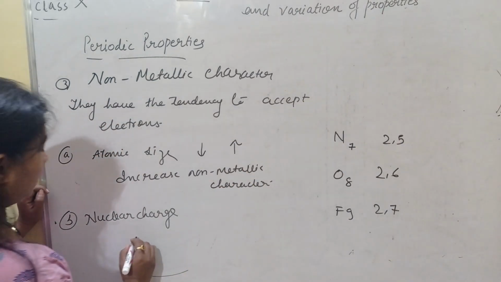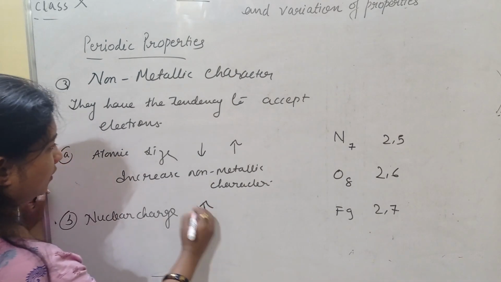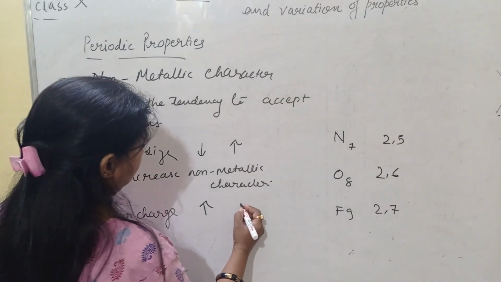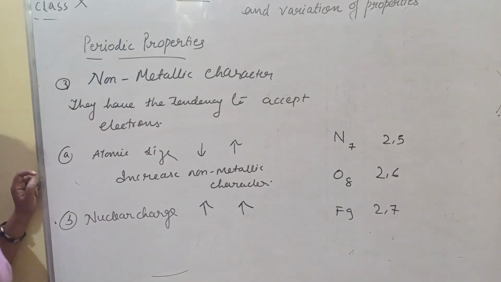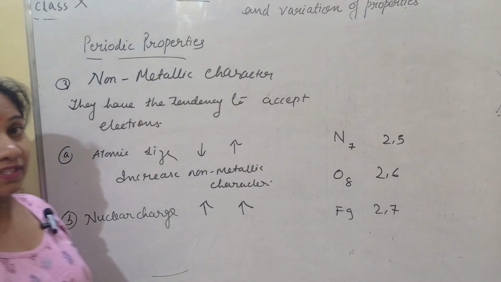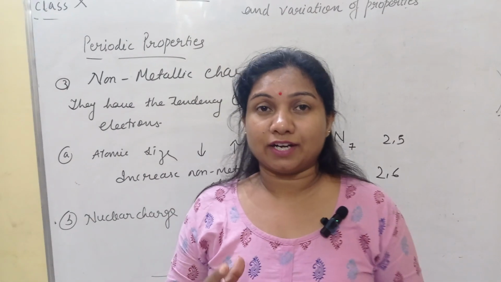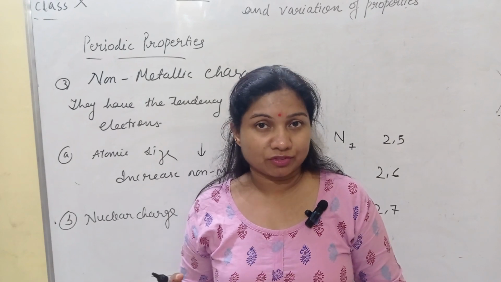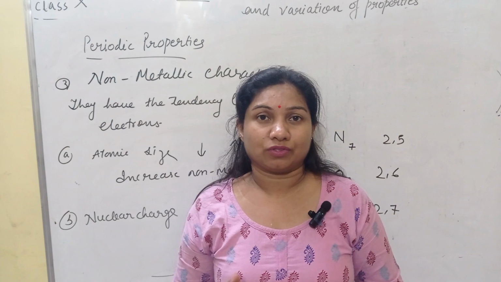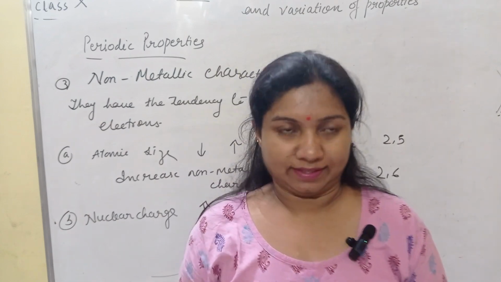An increase in nuclear charge. If we increase the nuclear charge, again it will attract electrons towards it and it will increase the non-metallic character. An increase in atomic size favors the removal of electrons, which we don't want here in the case of non-metals; we want acceptance of electrons. So we will decrease the atomic size.